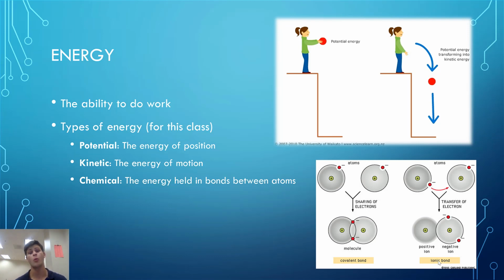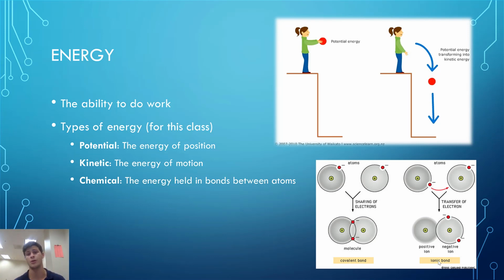For the sake of this class, we're going to focus on 3, and later on in the class, we're going to focus on a 4th one when we look at nuclear energy. However, for right now, think potential energy, kinetic energy, and chemical energy. Potential energy is the energy of position. It is energy that is currently being stored, but it's energy that we could capitalize on at any given moment.